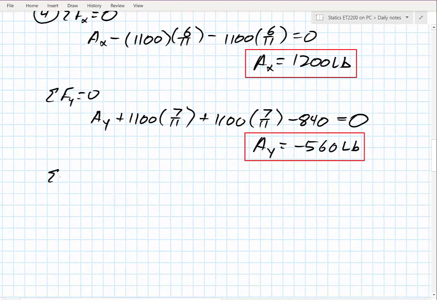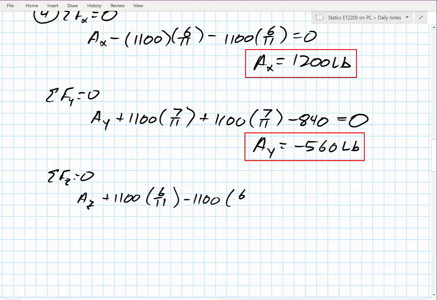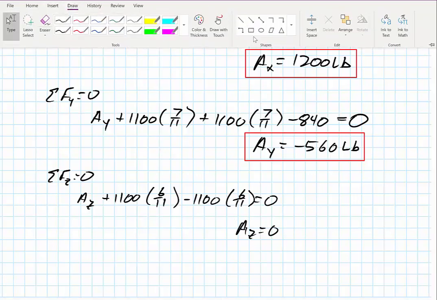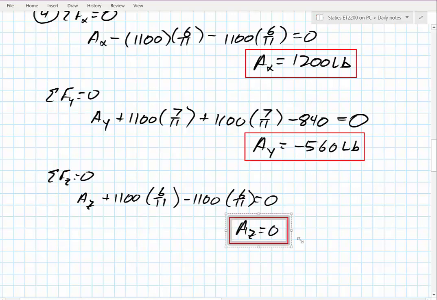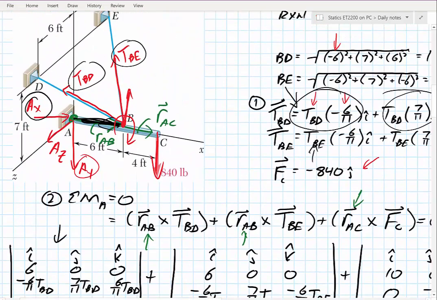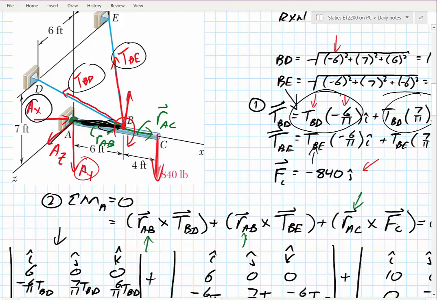The last one is the sum of the forces in the Z direction equals 0. AZ plus this 1100 times 6 over 11 minus 1100 times 6 over 11 is equal to 0, or in essence AZ is equal to 0. And you might want to ask yourself again, does that make sense? Our two cables have the same magnitudes and they're both pulling in the Z direction the same amount, right? So one's pulling it this way, one's pulling it that way, but they're the same amount because they have the same ratios. And so yeah, it kind of makes sense that AZ would be 0. There's nothing else in that Z direction.